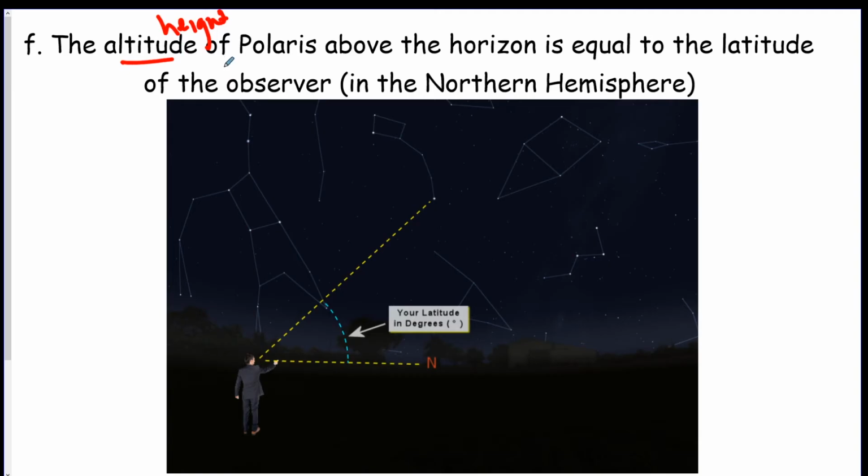The altitude of Polaris is equal to your latitude. So if this is the star Polaris, and I were to measure the distance in degrees from the ground to that star height right here, this would be my latitude. This looks like a 45-degree angle. So that means that this person down here is standing at 45 degrees north of the equator.